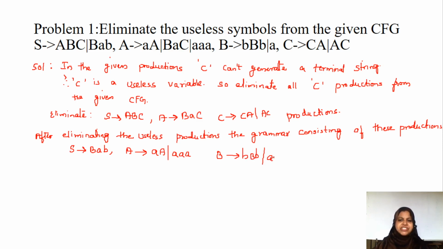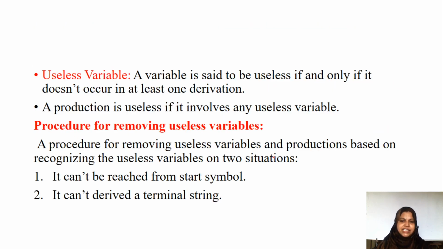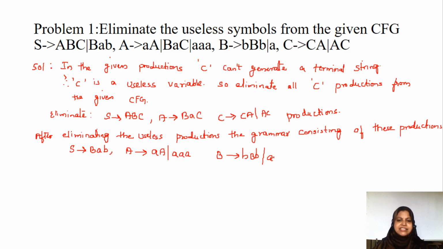Now again we have to check for useless variables and useless productions in the given grammar. Can it be reached from the starting symbol? Can it derive a terminal string? A is going to generate a terminal string, and B is also going to generate a terminal string. But is A reachable from the starting symbol? S tends to BAB. Using the starting symbol S, is it possible to reach A? No, because there is no A production reachable. Therefore, A is the useless variable.